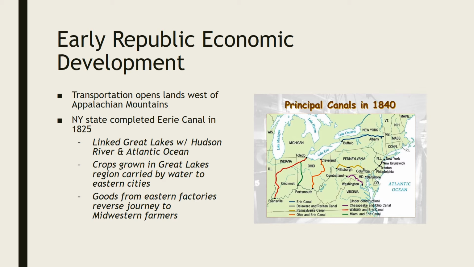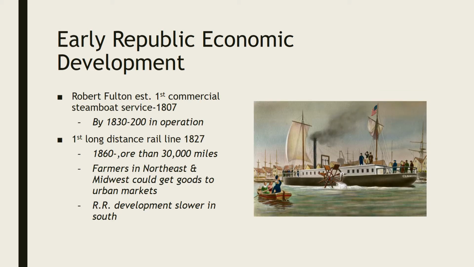And you can see after the Erie Canal is over on the map in blue, a series of other canals were built throughout the United States, which significantly opened up transportation throughout the country. On these canals, you also have another invention that's making them even more efficient, and that is the steamboat. Robert Fulton established the first commercial steamboat service in 1807. By 1830, there were 200 in operation.